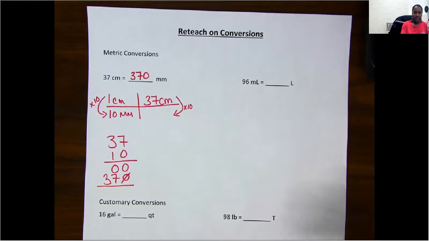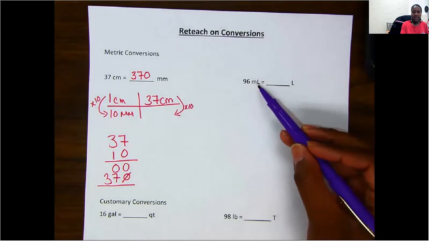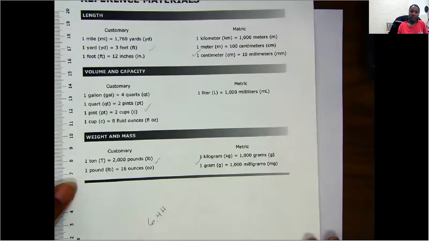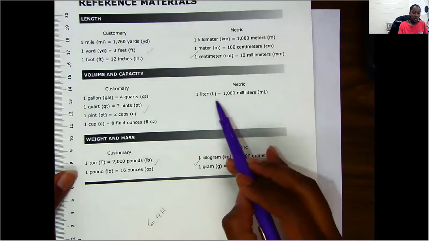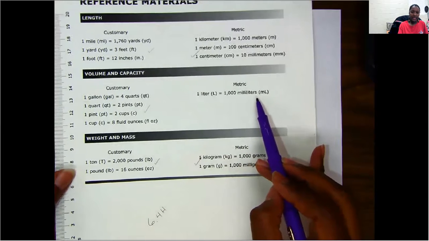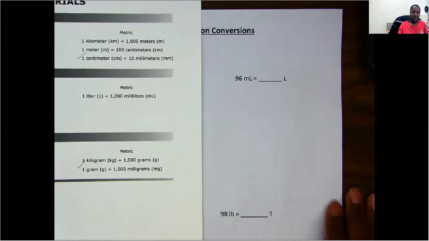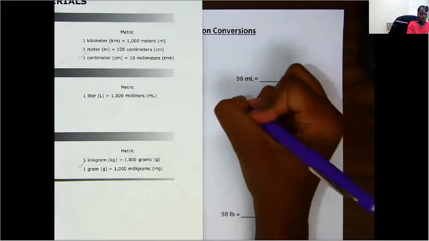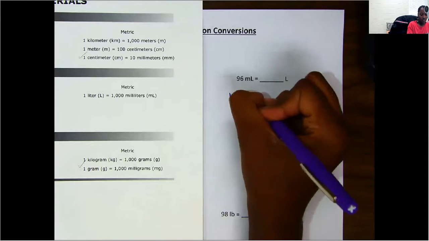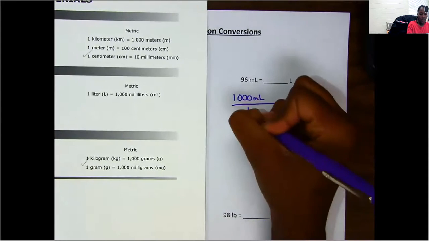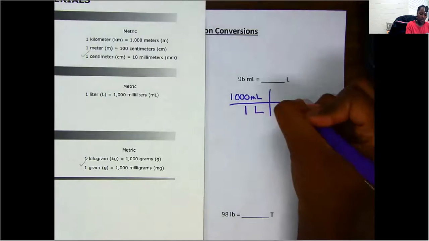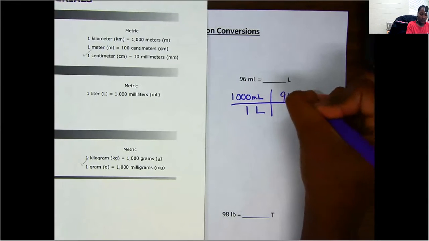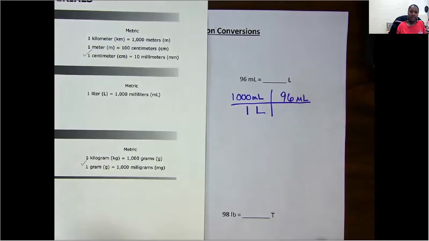Let's look at the next one that we had for metric. It says that I have 96 milliliters and I want to know how much that is in liters. So I'm going to take a look at my STAR chart. 1 liter equals 1,000 milliliters. Well, they gave me milliliters first, so I'm going to put that. 1,000 milliliters is equal to 1 liter. I have 96 milliliters. I need to figure out what that is in liters.